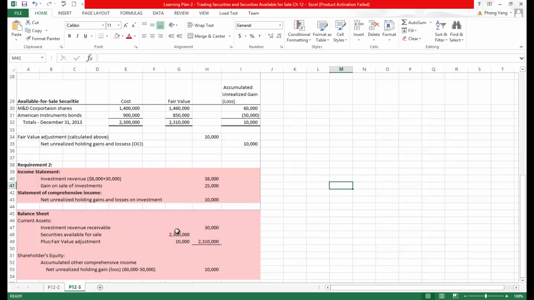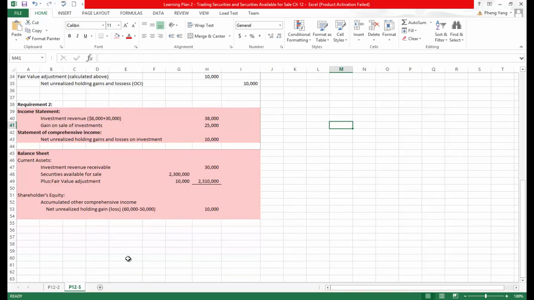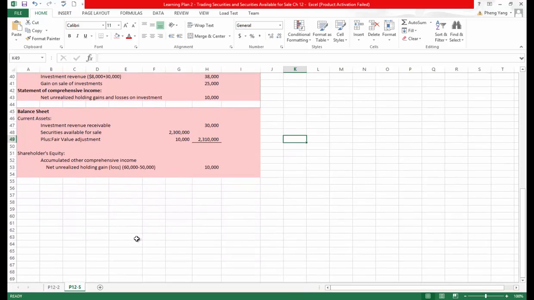All right, so just remember that the statement of comprehensive income can be reported either as a combined statement of comprehensive income that includes net income and other comprehensive income, or as a separate statement of comprehensive income, this area right here. All right, so that's that for requirement 2. Keep scrolling down.